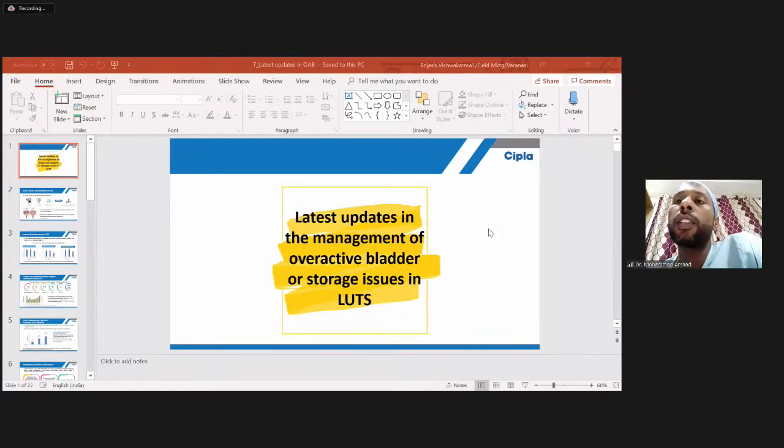Chaat, chatpata food, all these things they should avoid eating. They should decrease the intake of coffee, tea and cold drinks. These are all irritants, and these irritants stimulate the sensory fibers in the bladder, which causes more overactive bladder symptoms.